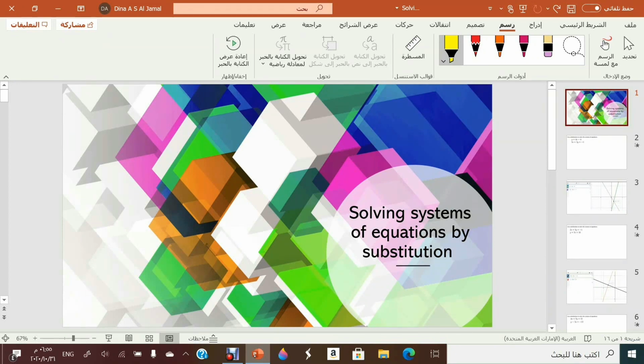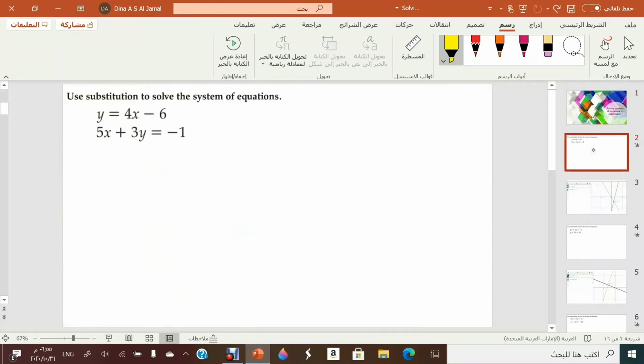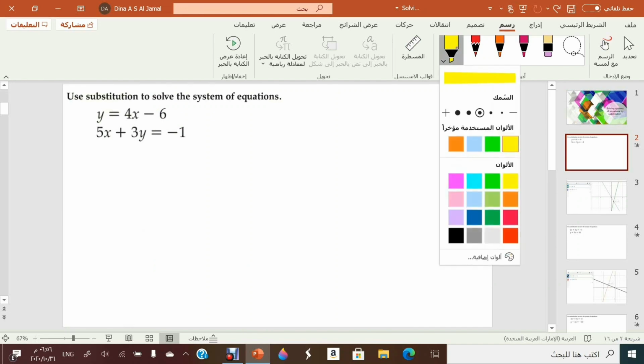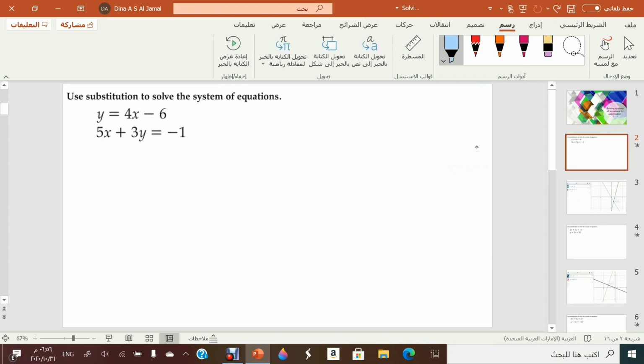This method is very helpful whenever the coefficient of y or the coefficient of x is 1. So let's look at these given functions. You have the first equation and the second equation. Look at the coefficients of x and the coefficients of y. You will notice that the first one has a coefficient of 1.